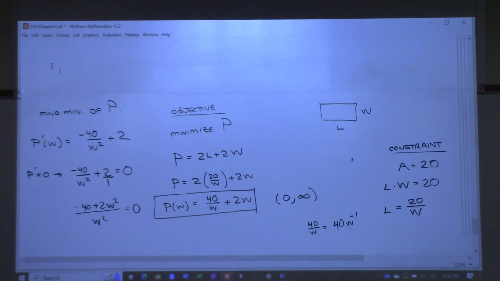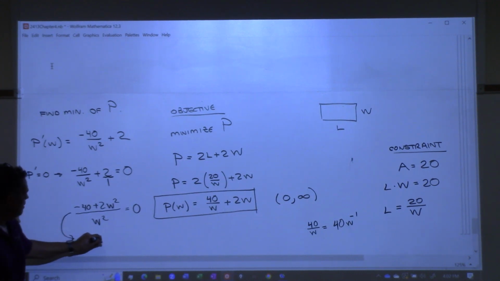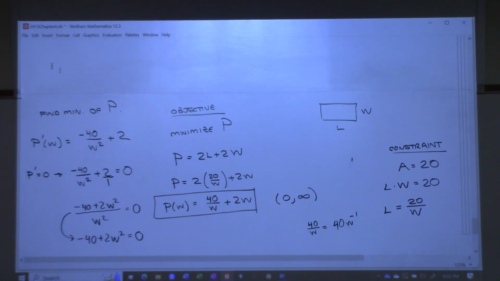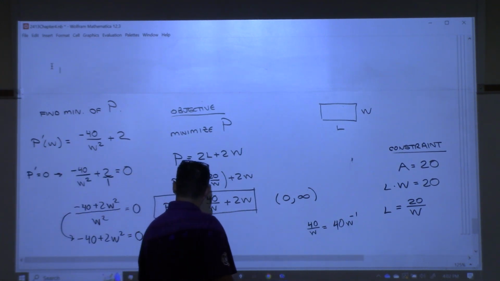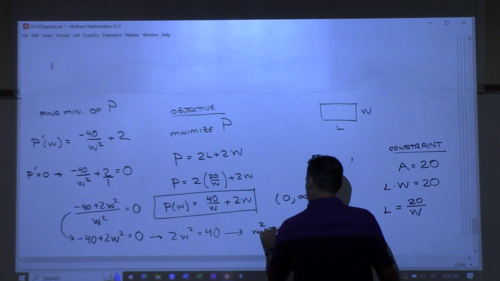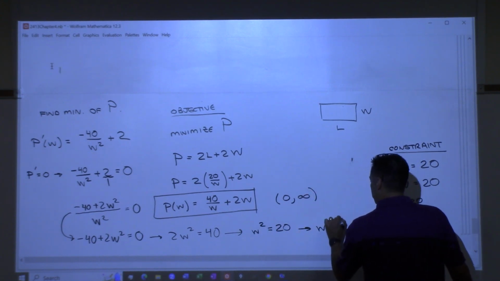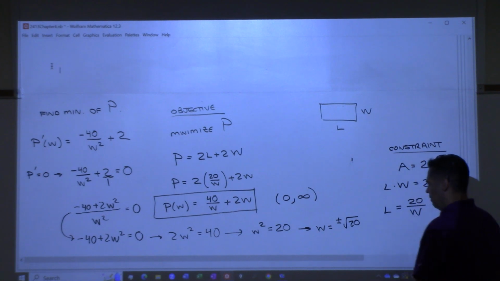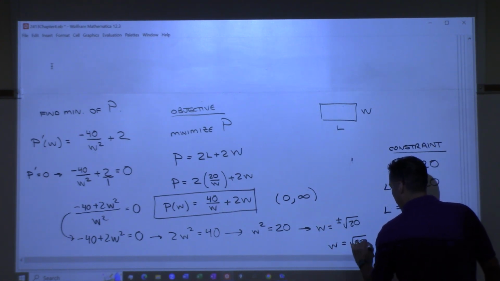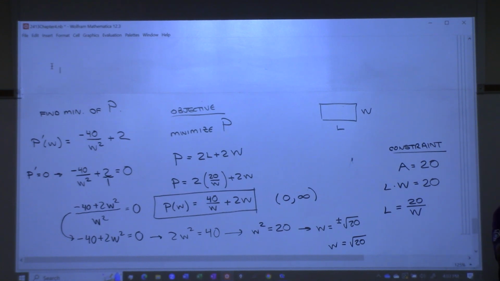A fraction can only be 0 when the numerator is 0. So minus 40 plus 2W squared equals 0. That should solve pretty clean now. I just move 40 to the other side: 2W squared equals 40. Divide both sides by 2. W squared equals 20, and that means W equals plus or minus root 20. But I'm throwing one of those out. Which one? The negative, because the width of my rectangle can't be negative. So W is root 20, which is what we said it would be.